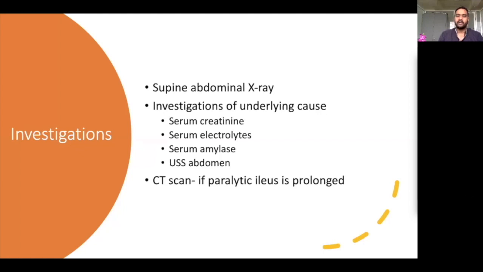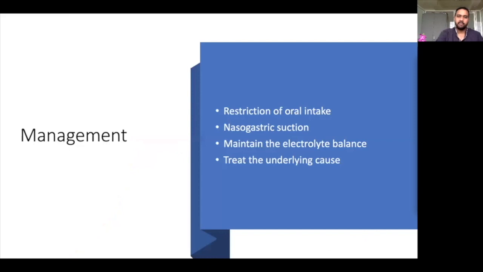Anyone, can you tell how long it can prolong? So usually it is seven days. So we can wait for 1 week. So 7 days, if the paralytic ileus is not responding, then we have to go for a CT scan, right? So that is the indication for CT scan. Other than that, all the other investigations are enough to find out the underlying cause, as well as to check whether there's an intestinal obstruction or not. So 7 days is the most important one.